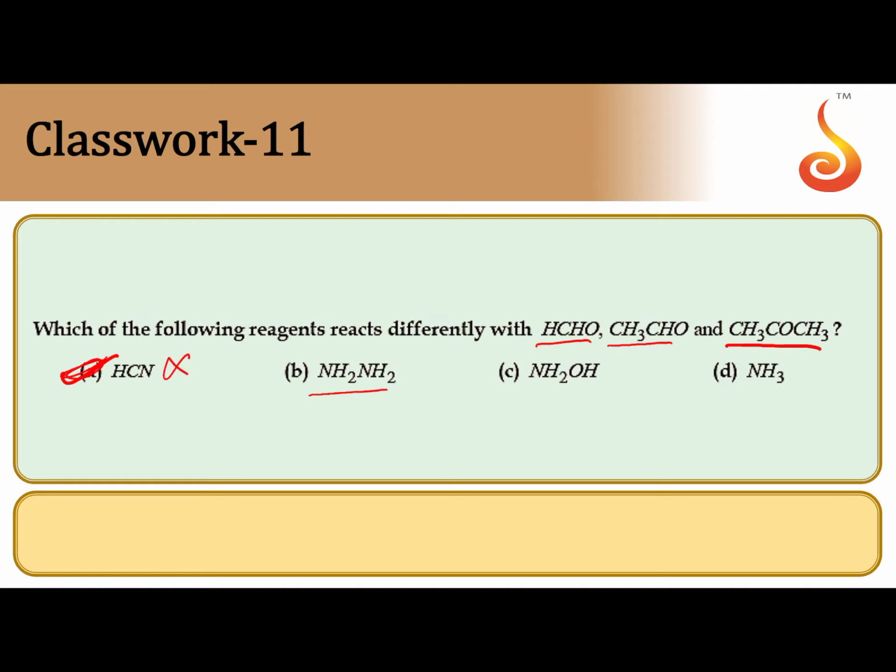Hydrazine also reacts with these three compounds to give hydrazone: formaldehyde hydrazone, acetaldehyde hydrazone. But if you take ammonia with formaldehyde, it gives hexamethylene tetramine. With acetaldehyde, it gives acetaldimine. With acetone, it reacts to give acetone amine, acetone ammonia. That's why ammonia reacts differently with these three carbonyl compounds. So correct answer is D.